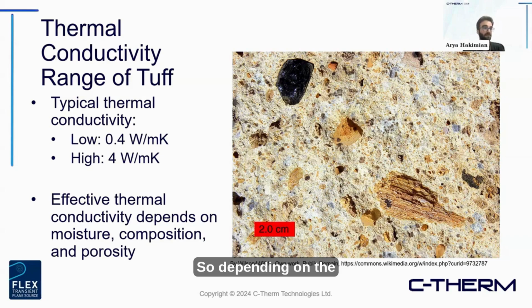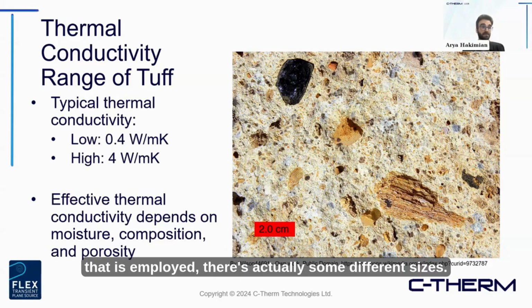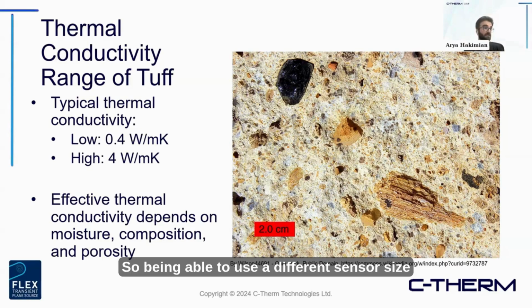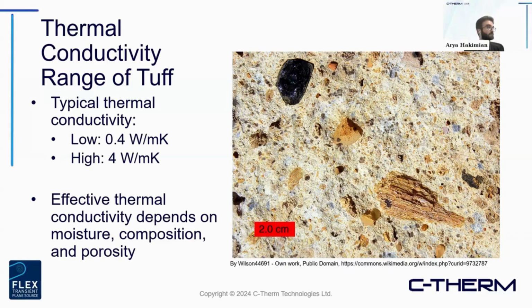So depending on the TPS sensor that is employed, there's actually some different sizes. So being able to use a different sensor size will change the effective evaluated volume. So again, sometimes picking a specific size depending on the material you're working with can provide some benefit or insight into the effective measurement of those materials.